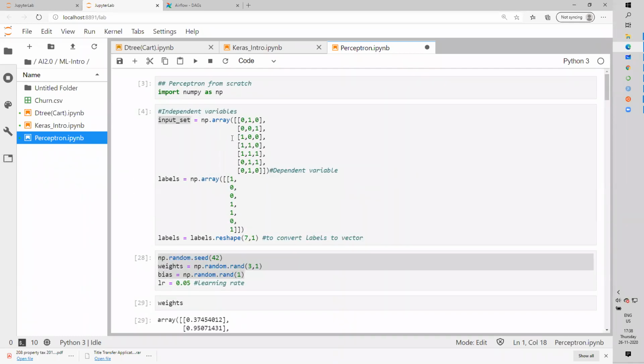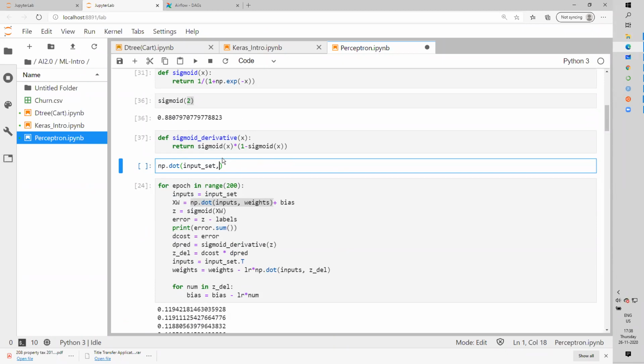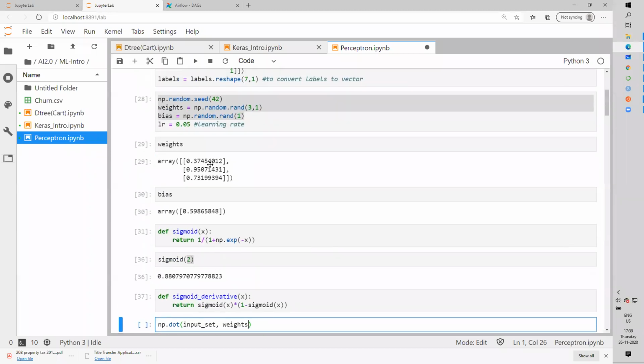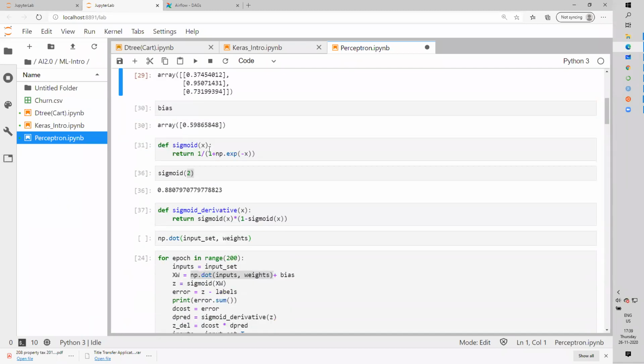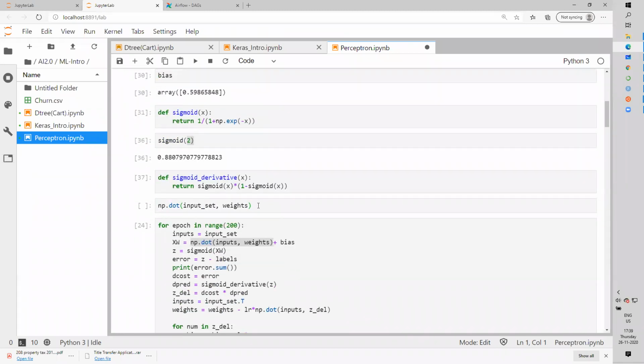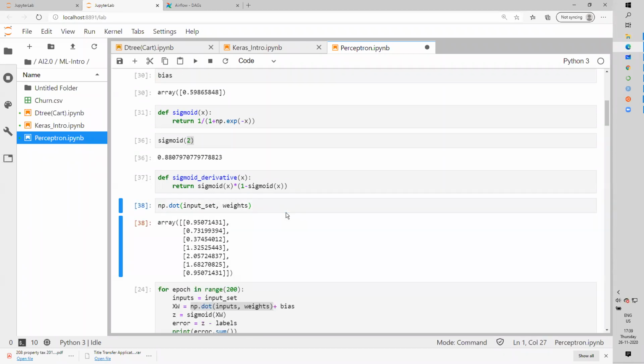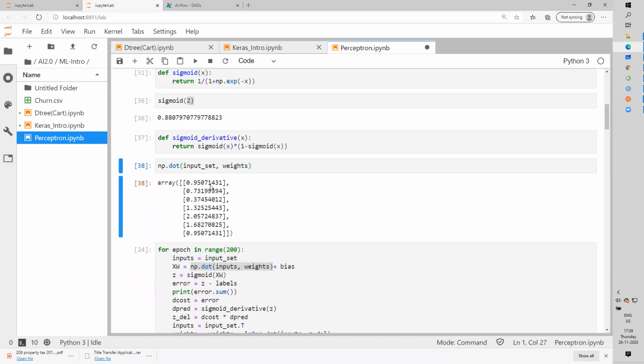This one is a numpy array which we have created, and the weights are what we have generated. So these are the weights that we have generated. Okay, fine. Now let's see the output. This is a 7 by 1 output, a matrix of 7 rows and 1 column.